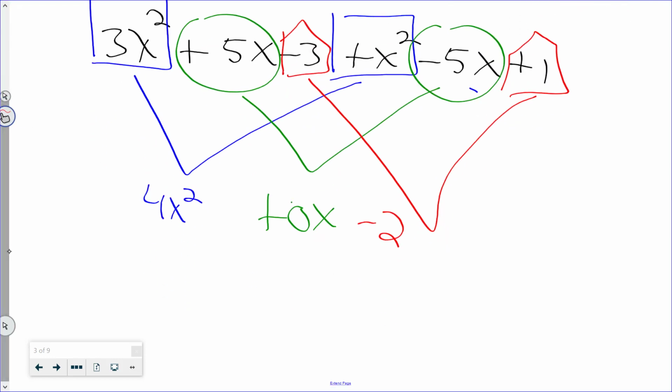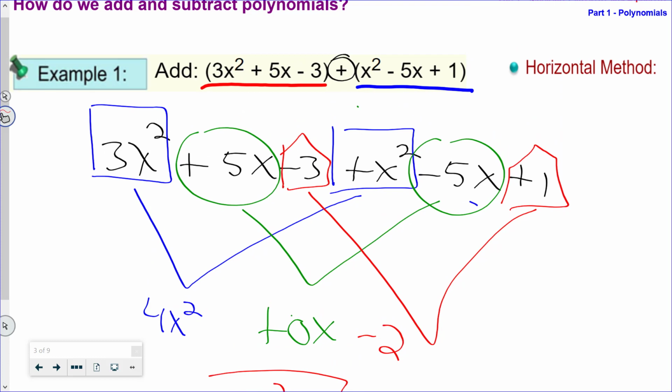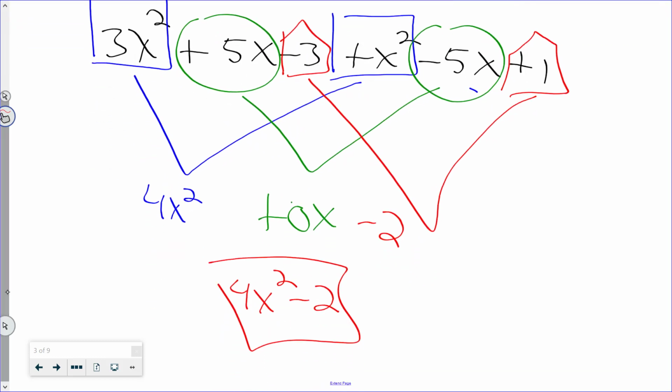You could get rid of the 0x and you would have 4x squared minus 2. 4x squared minus 2 is the sum when you add these two polynomials. Does anyone have any questions about this first example?